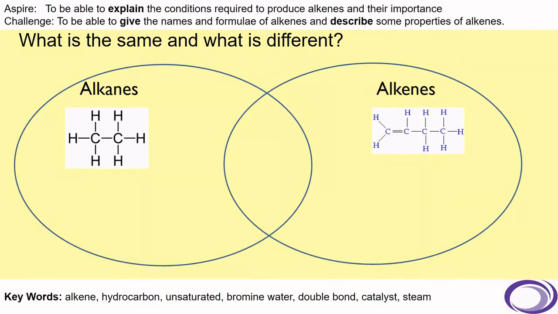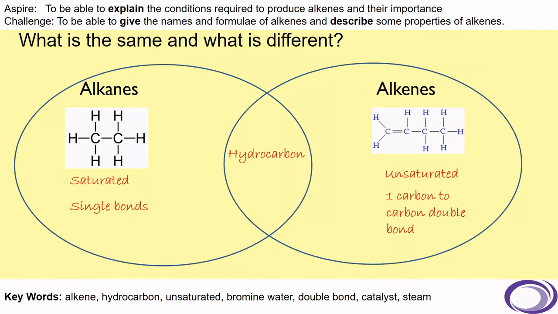Okay, so what is the same and what is different? These molecules are both hydrocarbons, which means they are molecules that consist of elements of carbon and hydrogen only. Alkanes are saturated, which means they only have single bonds in their structure. Alkenes are unsaturated, which means in our case at GCSE they have one carbon to carbon double bond, and you can see that in between the first two carbons in the molecule.